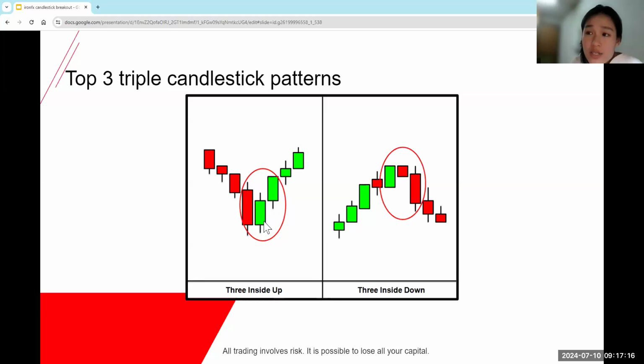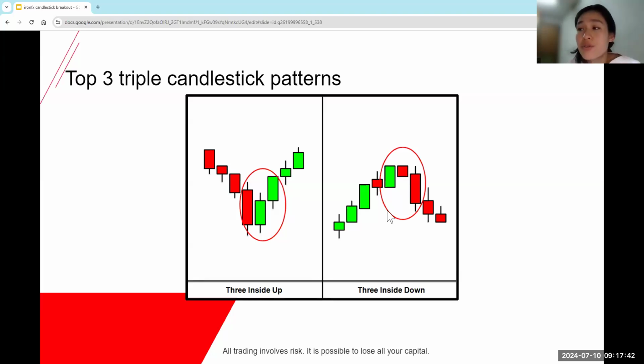And your second candlestick would start approximately around the same area as the first candlestick that we see here. But it should be shorter. It doesn't have to be exactly like this. It just has to be shorter than the first. And then your last candlestick should start approximately when the body of the second candlestick starts as well.